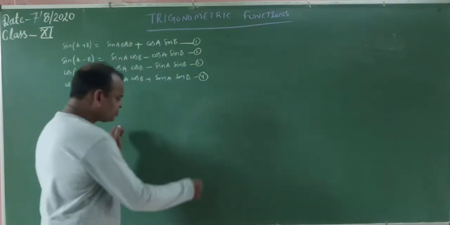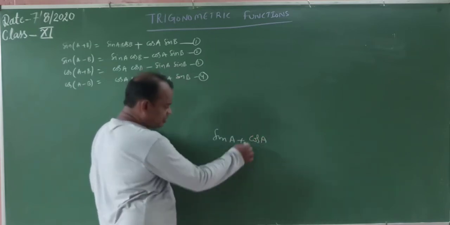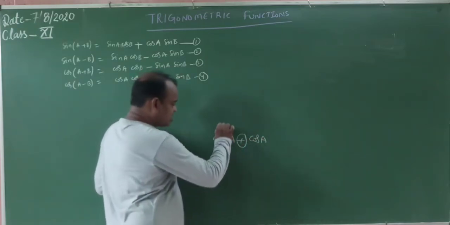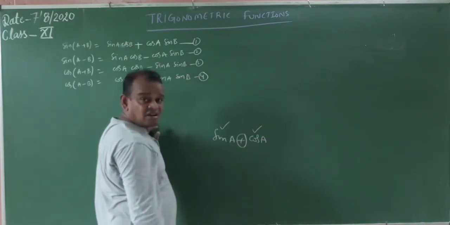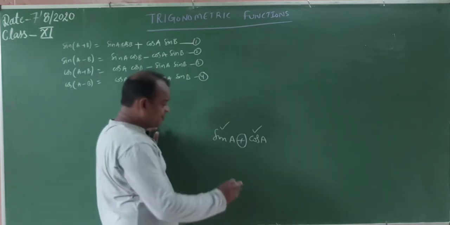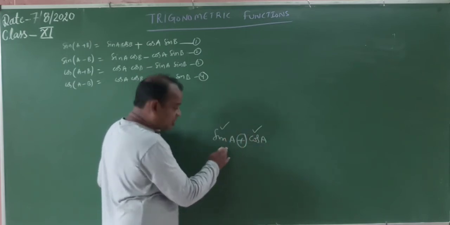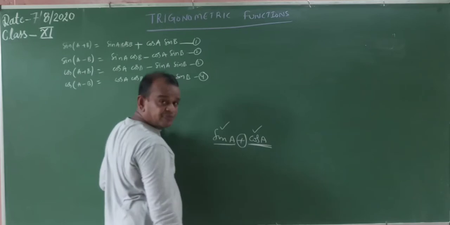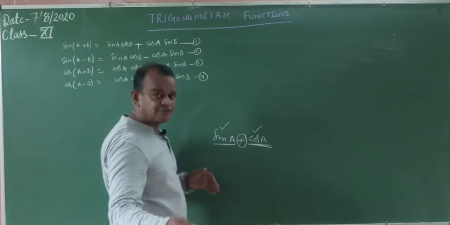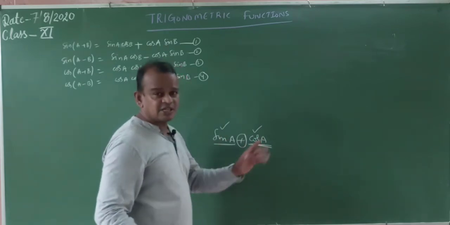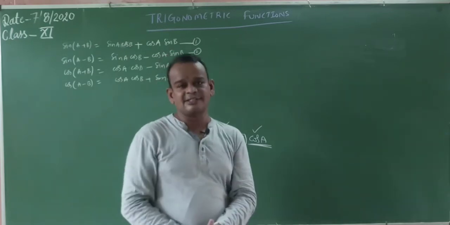For suppose sin A plus cos A is there. In between, plus is there. But this is a sin trigonometric function, this is a cos trigonometric function. Can this be converted into the product? Yes, possible. Whenever sin is changed to cos or cos is changed to sin, those two functions must be the same. 100% will change. Cos A means sin of 90 minus A. Cos theta means sin of 90 minus theta. This is sin, this is sin. 100% those two functions have the same function but different in the angles.